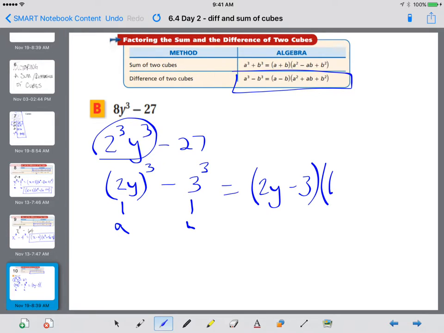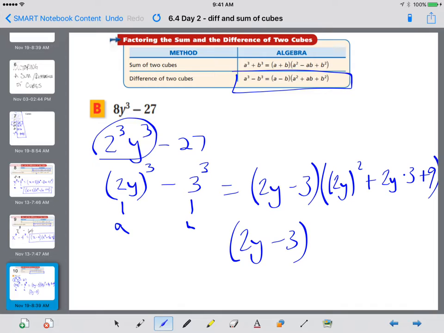times 2y squared plus 2y times 3 plus 3 to the second power, which is 9. So here I'm going to rewrite this. 2y minus 3. Now, 2y to the second power, that's going to be 4y squared, plus 3 times 2 is 6y, plus 9 in the end.